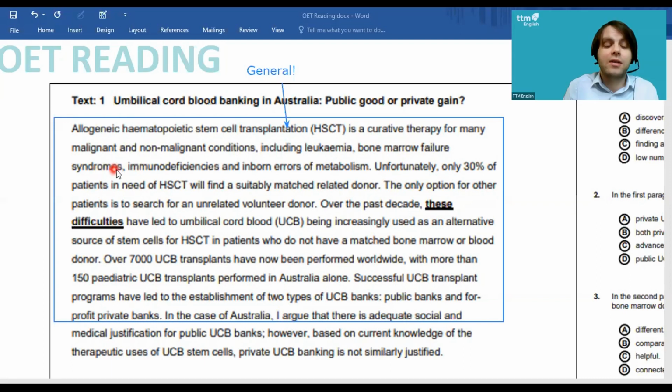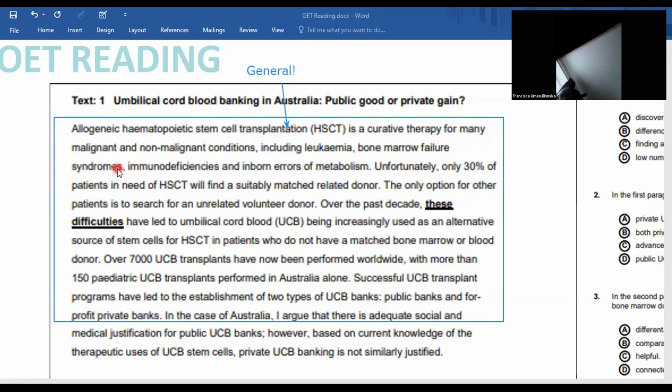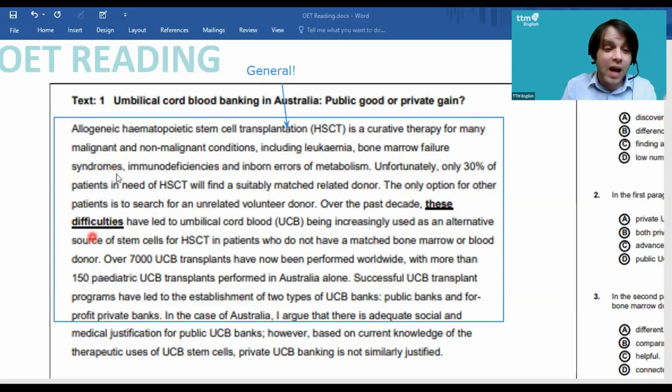Syndromes. Okay, stop there. What's the question, everyone? What does this mean, these difficulties? Try to keep that in your mind as you're reading. We're always moving between the text and thinking about the question. Okay, Francesca, continue.